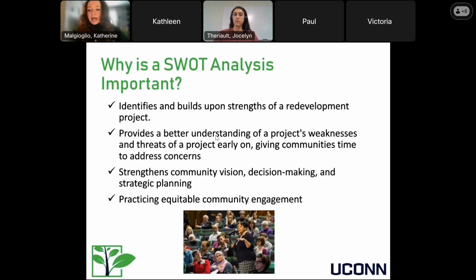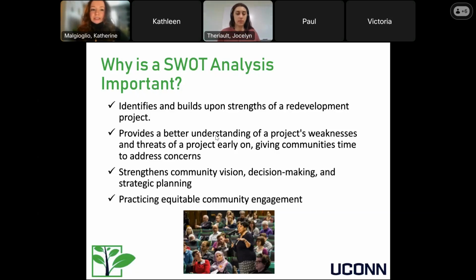And TAB is also happy to help walk through this process with you. Coming from a social work background, Jocelyn and I see a lot of value and importance in a strengths-based approach and helping community find and work with the assets that they already have. On the opposite side of that coin, a SWOT also provides a better understanding of a project's weaknesses and any threats that may exist. So if you complete a SWOT early on in the redevelopment process, it will grant you more time to meaningfully address concerns and any other obstacles, barriers, or challenges that may arise.